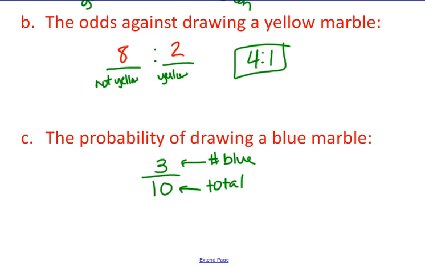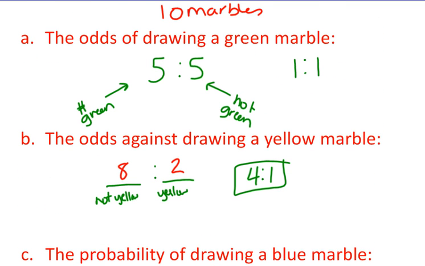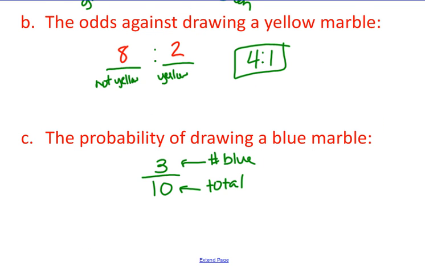What I want you to notice about my odds is that each time they've added up to 10, which is my total. 5 plus 5, 8 plus 2. So if you add your odds together, they equal your total. If they ever ask for probability, though, you have to give the total. So that's the difference.